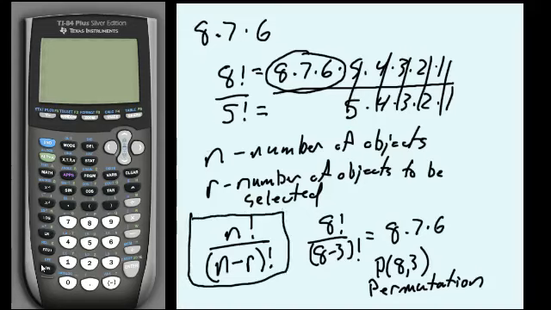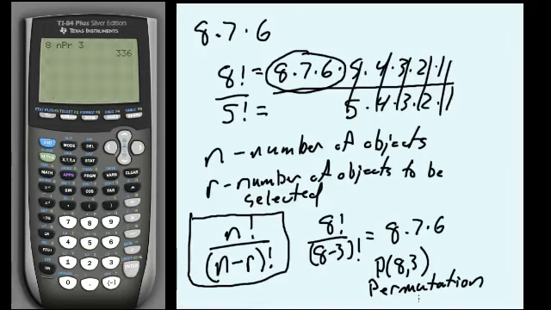So we'll turn our calculator on, and what we'll do is we'll hit 8 to select the number of objects we have, math, over to probability, and down to permutation, or nPr. So we have 8 teams. We want to know how many different ways the top 3 could medal, and that is 336 different ways.